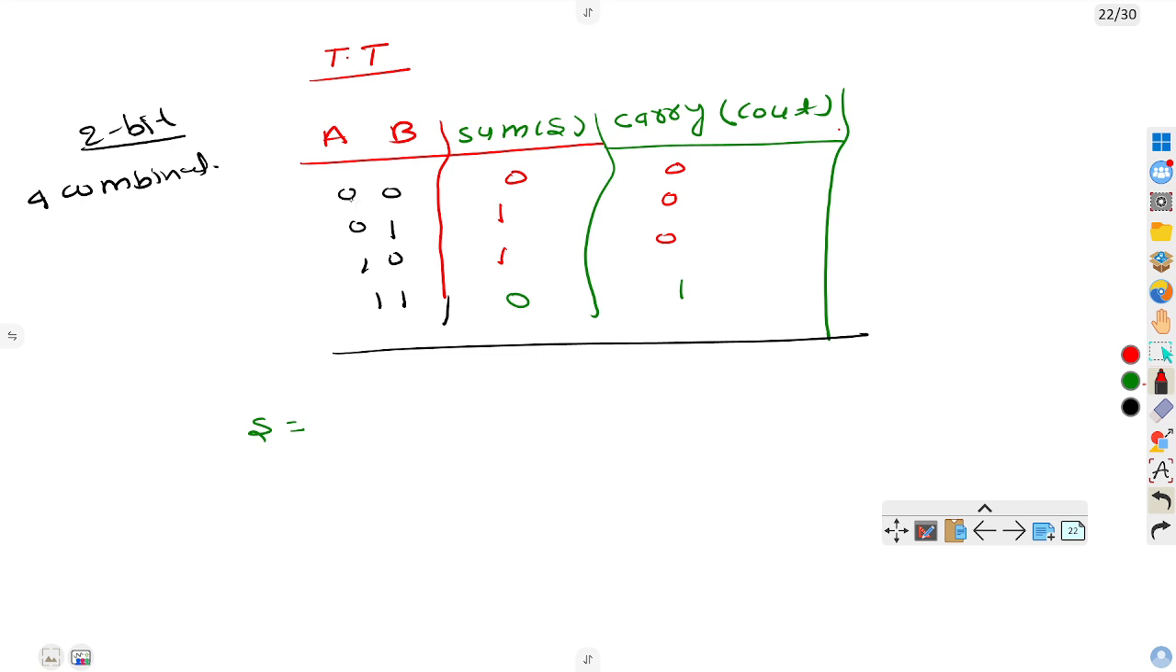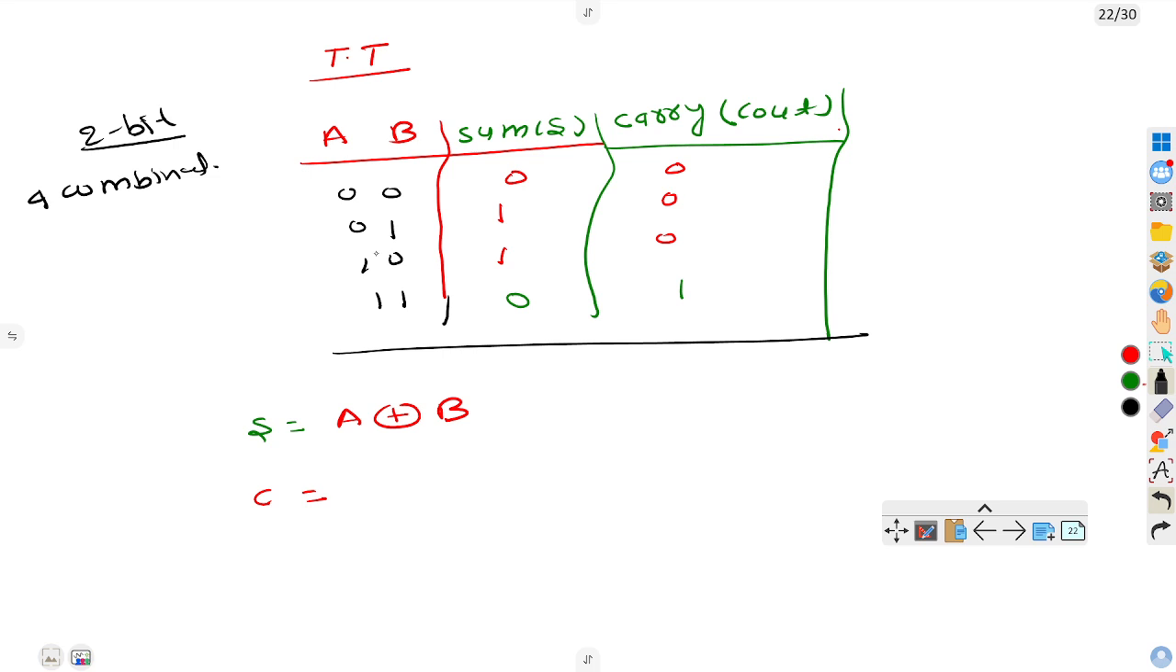Sum is, so for 0 0 and 1 1 output is 0, but for 0 1 and 1 0 output is 1. So if you know the truth table of the XOR gate, this is the XOR gate. XOR gate means this is the odd one detector. So this is A XOR B. Sum expression is A XOR B.